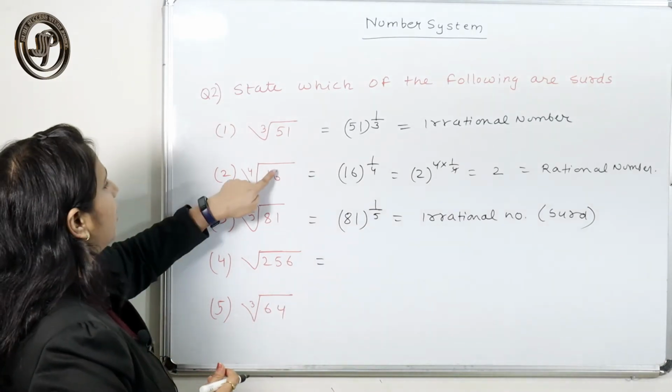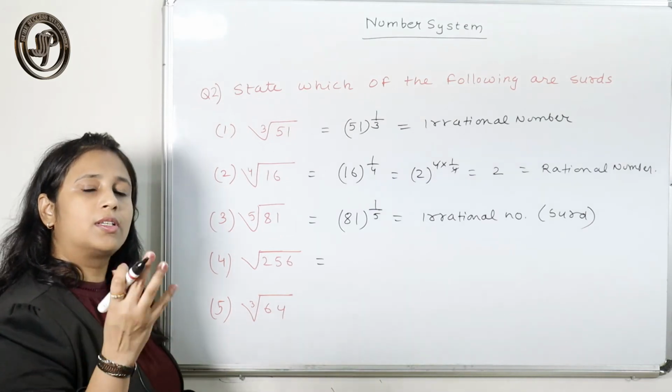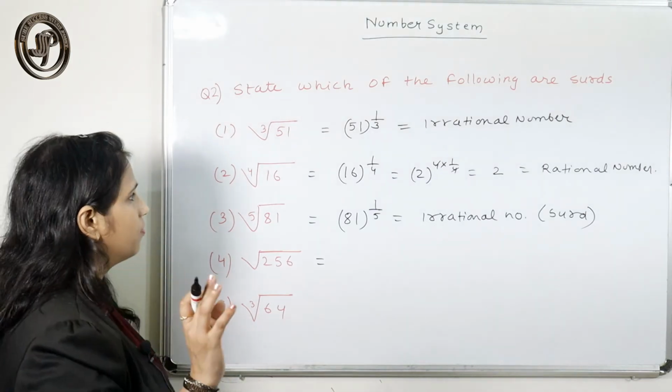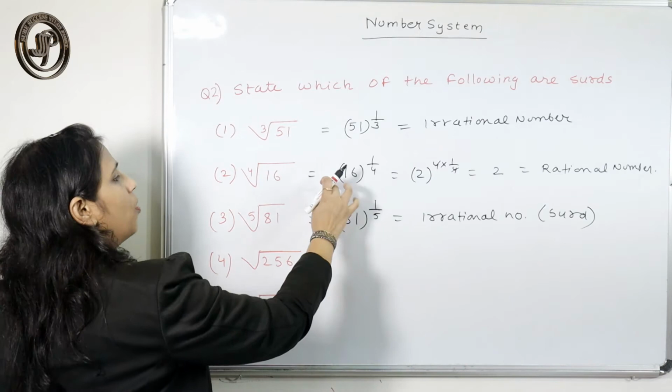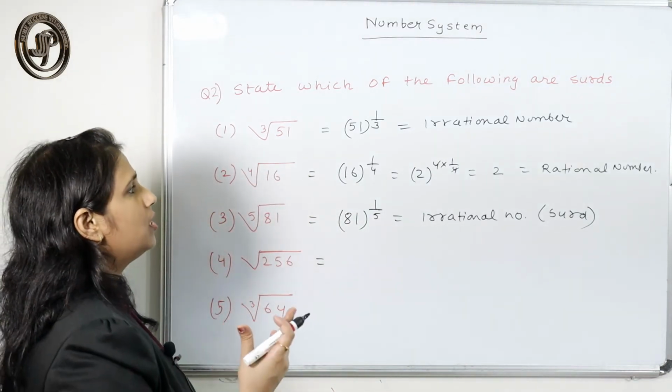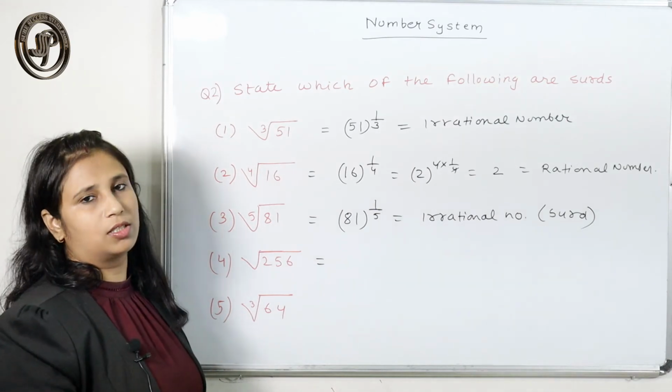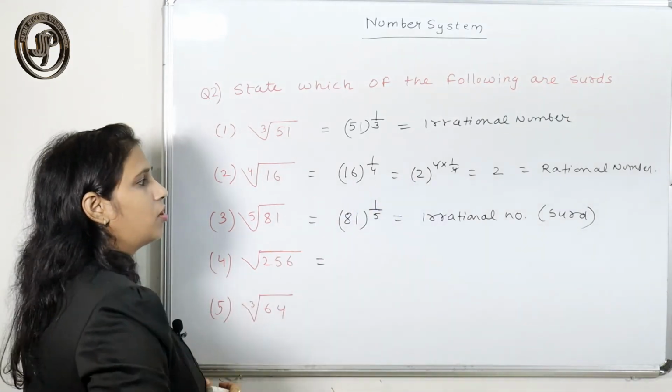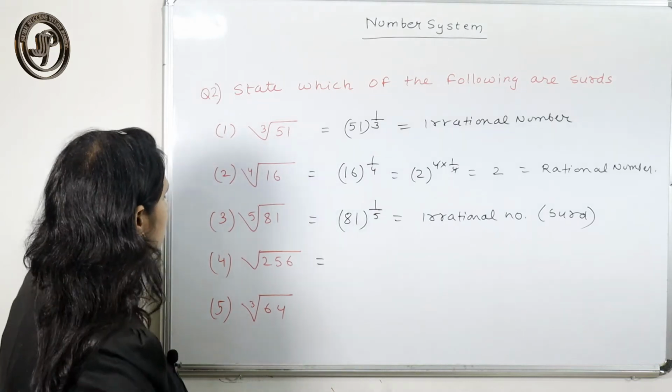So don't think that it has to be under the root. Whether the something is root or not, if you can express it in form of surds like a raised to power 1 by n only, then it is irrational, and irrational is a surd. And if it can further simplify, then that is a rational number.